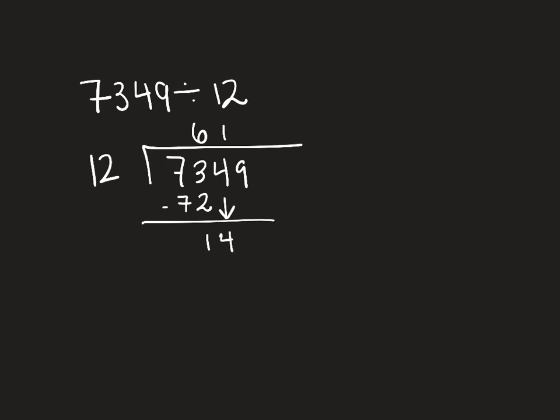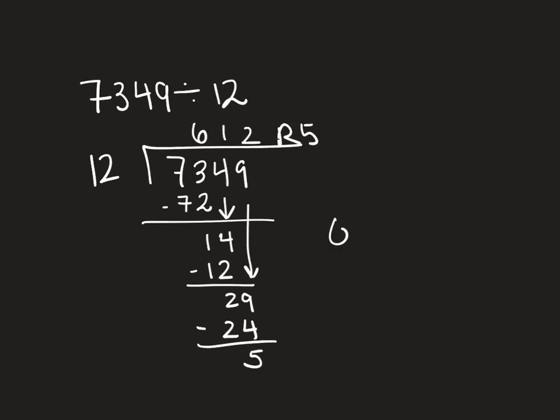12 goes into 14 one time. 1 times 12 is 12, subtract. You get 2, and then you would drop down your 9. 12 goes into 29 2 times. 12 times 2 is 24. So you get a remainder of 5, or 612 with 5/12 as your leftover, your remainder. Okay, so now let's try some long division.